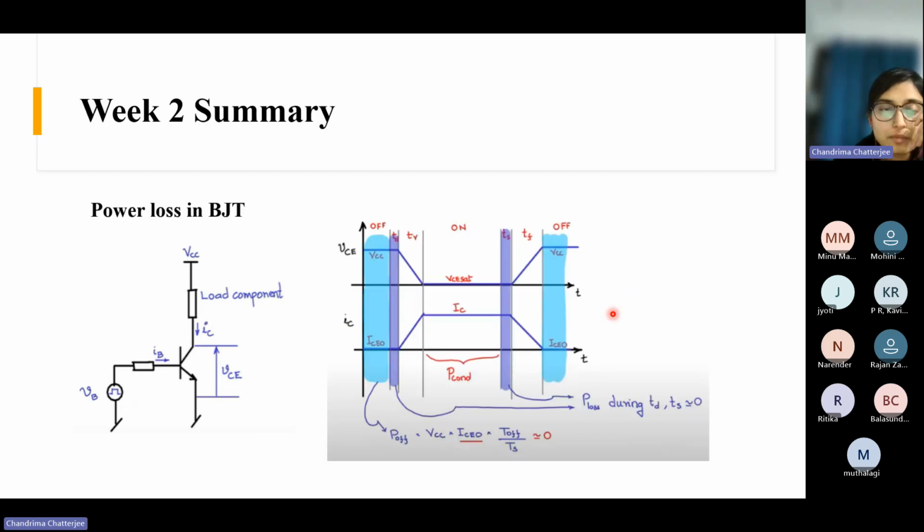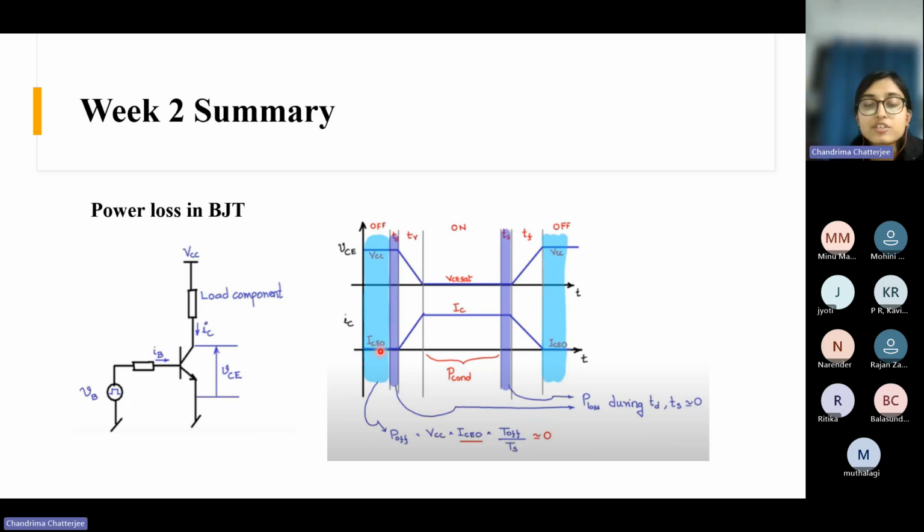Next we have the power loss in a BJT. So power loss in a BJT, it is pretty straightforward that whenever there will be some overlap between voltage and current, there will be some power loss. And as this is not an ideal device, where it should be zero, definitely there will be some power loss during the conduction period as well as during the transition periods from off to on as well as from on to off. Both the transitions there will be some power loss.